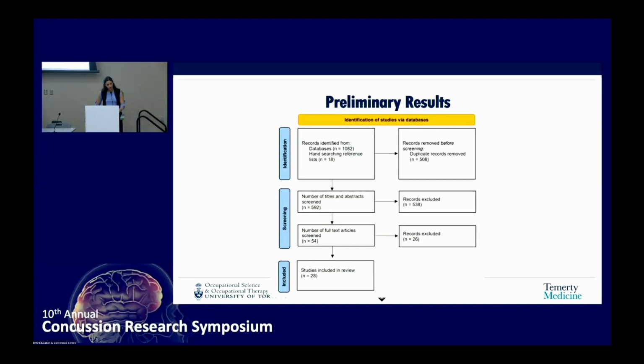So, our preliminary results or findings. We were able to identify 1,082 articles and an additional 18 from hand searching. We then removed duplicates and were left with 592 articles. Following level 1 screens, we were left with 54 articles. And then following level 2 screens, we were left with 28 in our final study.